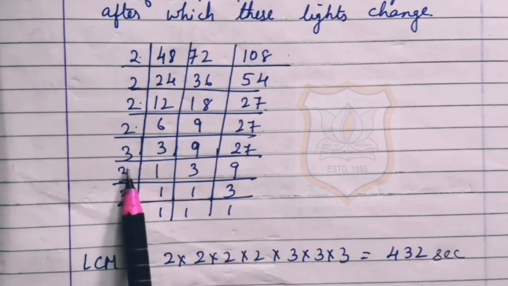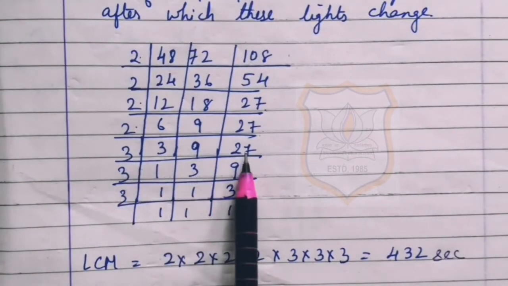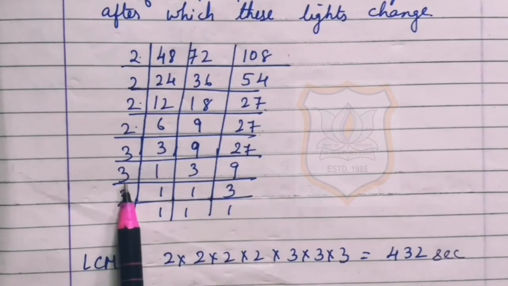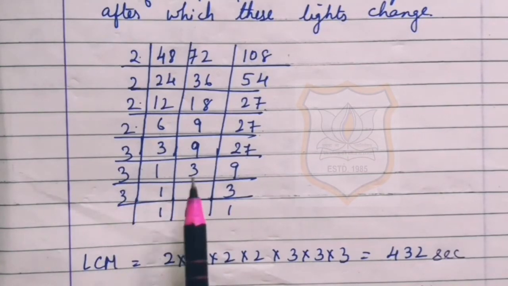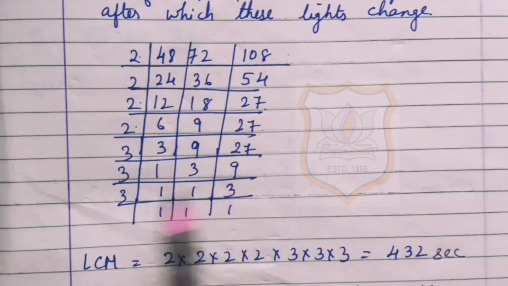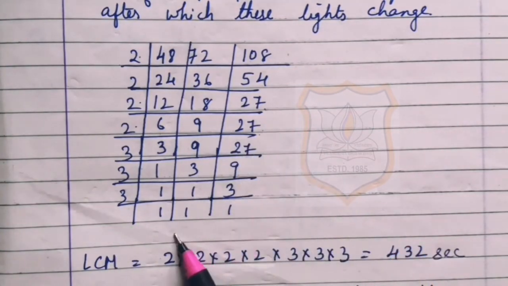Now we will take 3 as the smallest prime number. By dividing 3 by 3, we will get 1. By dividing 9 by 3, we will get 3. And by dividing 27 by 3, we will get 9. Again, we will take 3 as the smallest prime number. By dividing 3 by 3, we will get 1 as quotient. By dividing 9 by 3, we will get 3 as quotient. Now here again we have to divide this 3 by 3, we will get 1 as quotient. We have to repeat the steps till we get 1 as quotient for all the numbers.